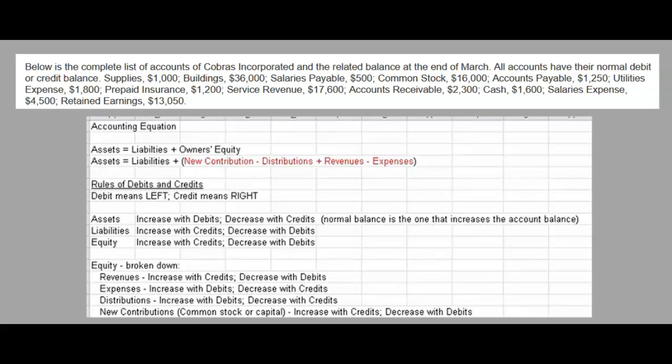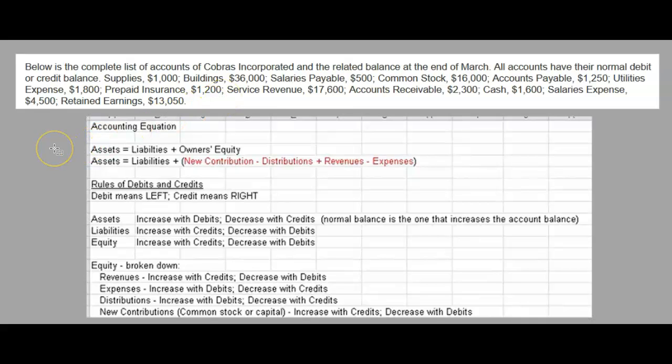All right, now on this problem, we're asked to put together a trial balance, and I'm going to offer some hints on how to put this together. So we've got the information appearing here. Below is the complete list of accounts for Cobras Incorporated and the related balance at the end of March. All accounts have their normal debit or credit balances, and then we're going to go through each of these.